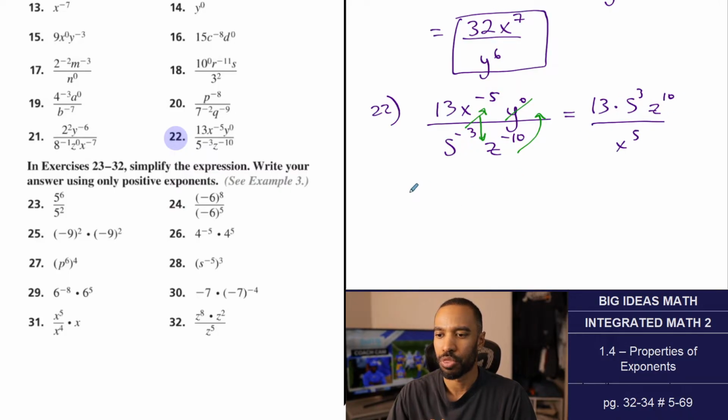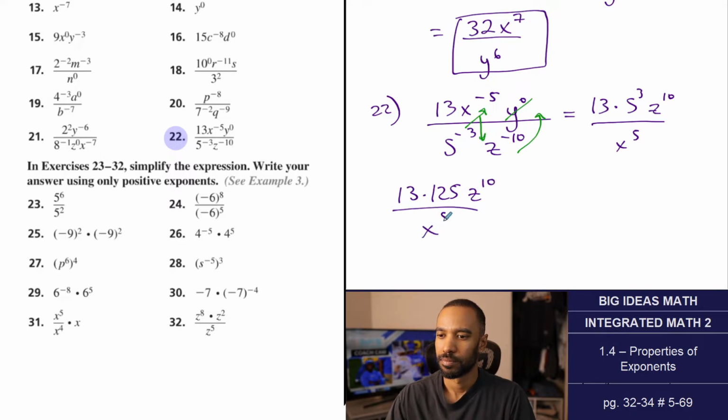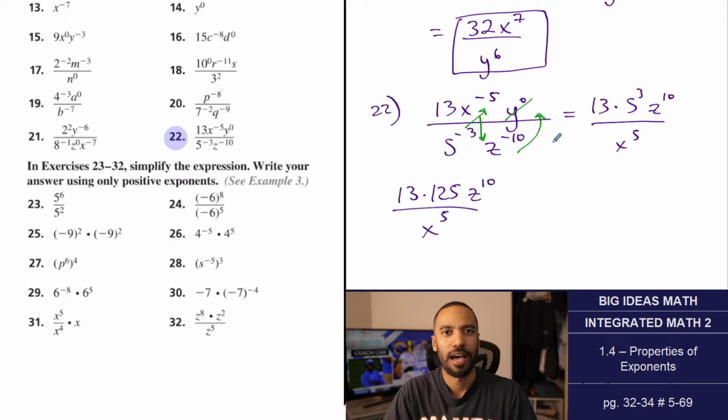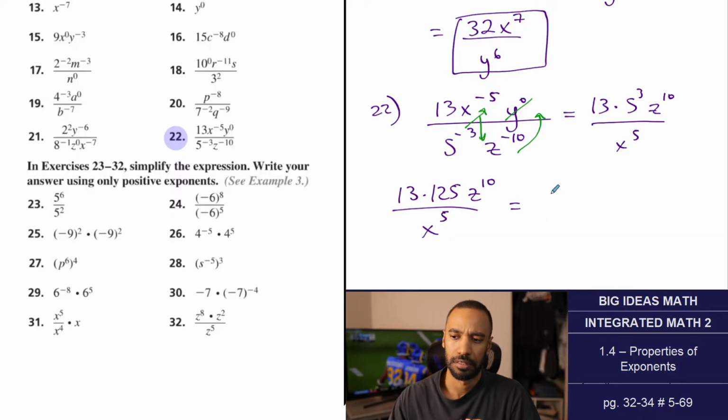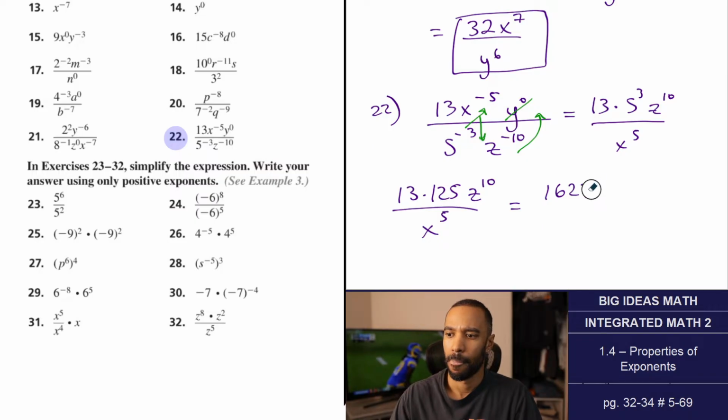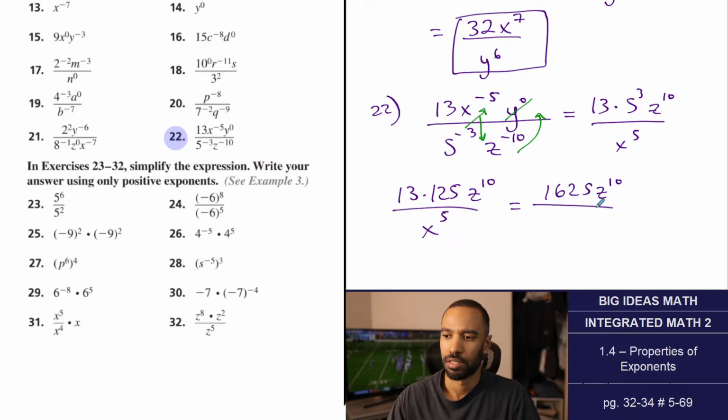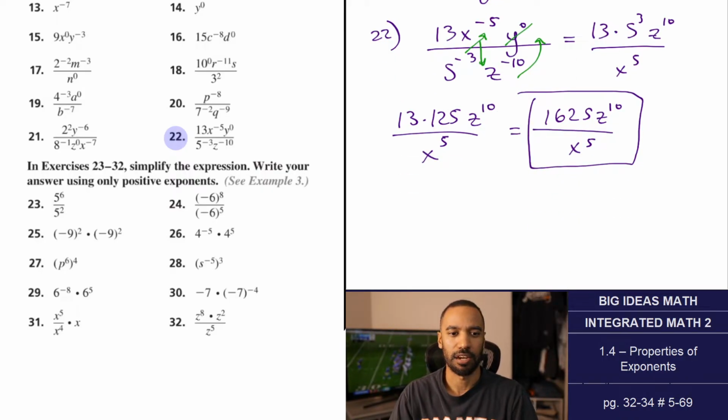You still have to do 13 times 5 cubed. 13 times 125. Let's see. 125 times 10 is 1250, plus another 375 is 1625, I think. Check me on that. 1250 plus, I think 1625. All right. Okay, and that should be taken care of.